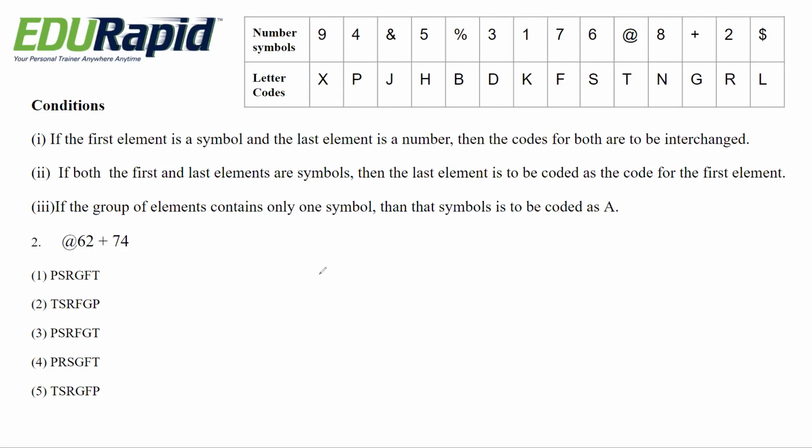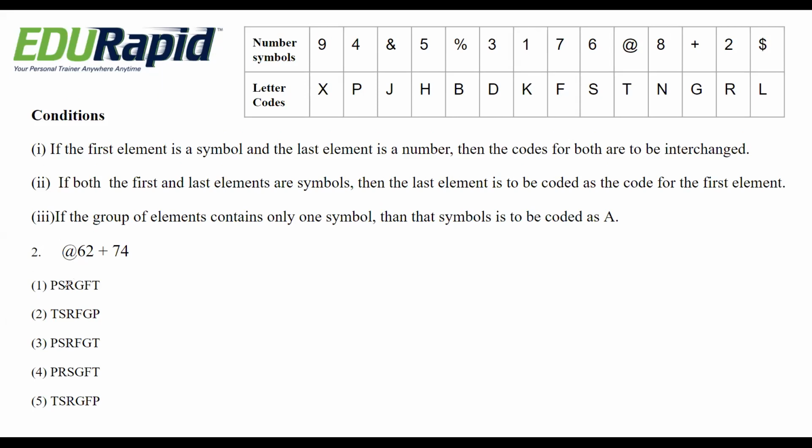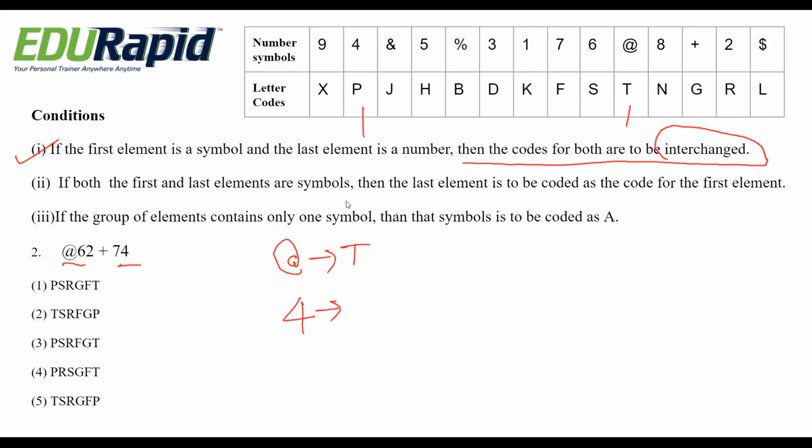So let me see the conditions. Which condition will it satisfy? The first element is a symbol and the last element is a number. It follows the first condition. What they're telling for that is that the codes for both are to be interchanged. For @, from the table, the symbol is coded as T, and for 4 it is coded as P.